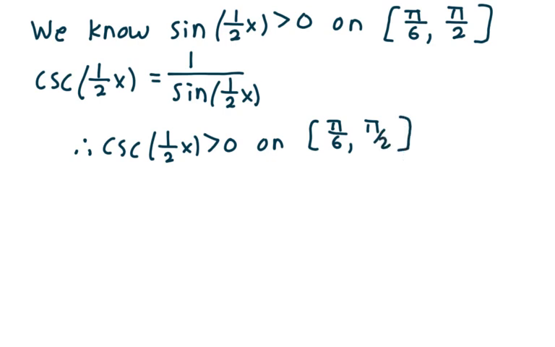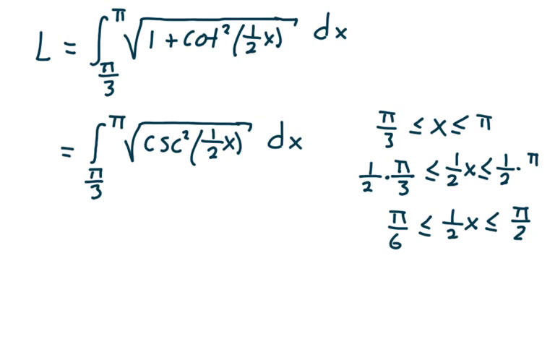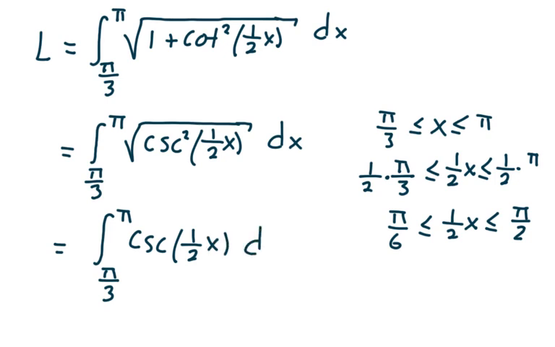And why do I need to know that? So when I take the square root of cosecant squared of 1/2 x, I don't have to put absolute value bars around cosecant of 1/2 x. That's why I need to know that. So this is the integral from pi over 3 up to pi of cosecant of 1/2 x dx.